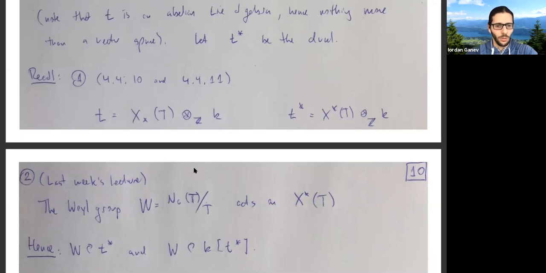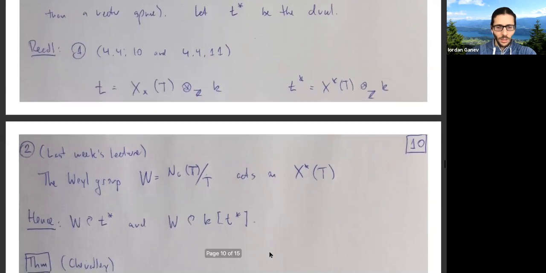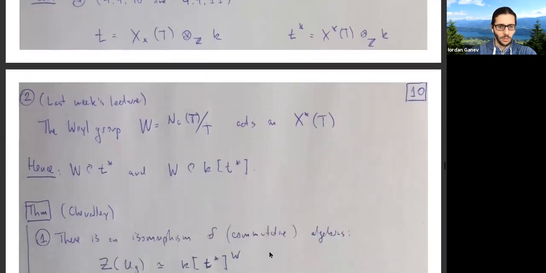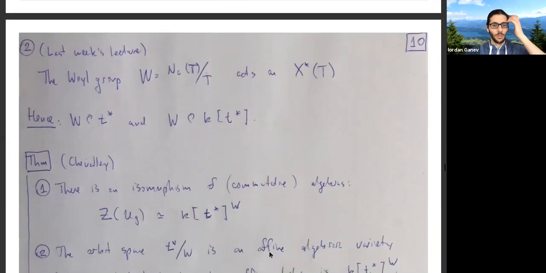Okay, yeah. So we had the Weyl group acting on the dual of the algebra of the torus, and also on the affine algebra of the dual of the Lie algebra of the torus. Okay, so the Chevalley restriction theorem, or one version of it anyway, says the following.